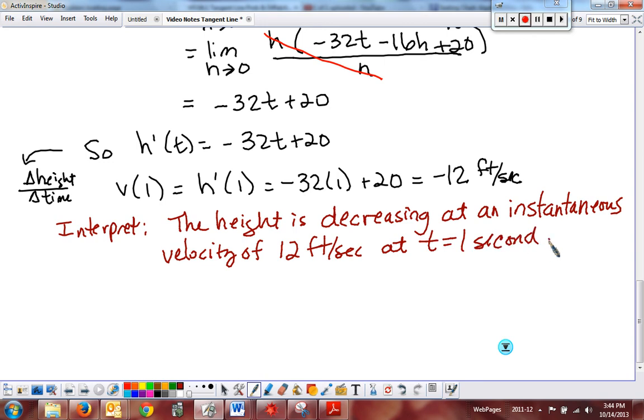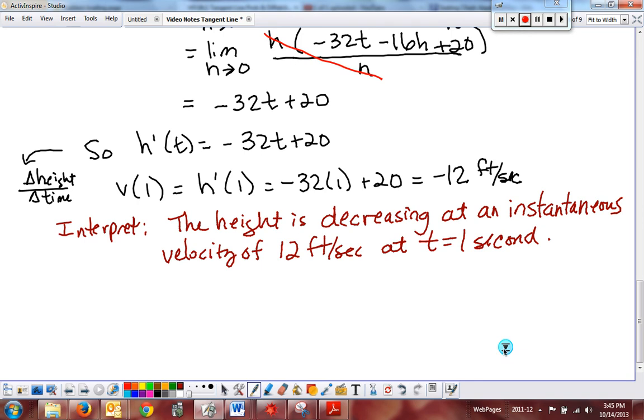You do have to make sure you say where you're at, because it's only at this instant that has that velocity of negative 12 feet per second. Okay? So you have to say what the height is doing, increasing or decreasing. You want to get in the word instantaneous in there somewhere, because it's not an average anymore, it's instantaneous. Give the value with units and make sure you say at t equal to 1 second. And that would be a good interpretation for that.